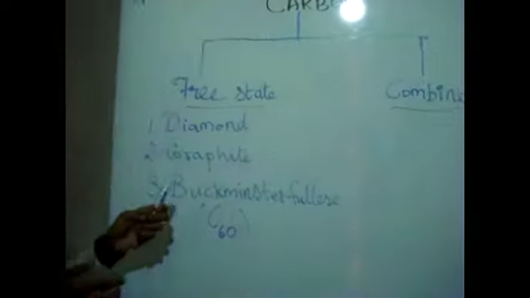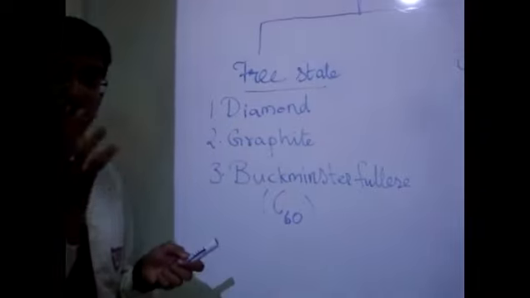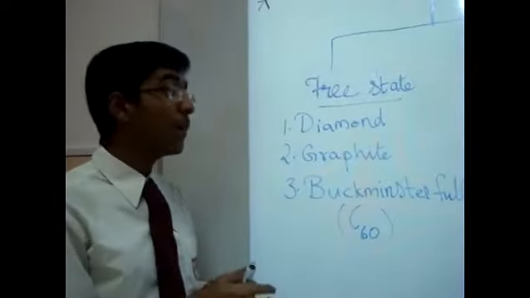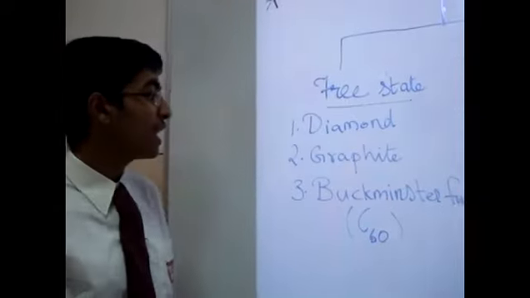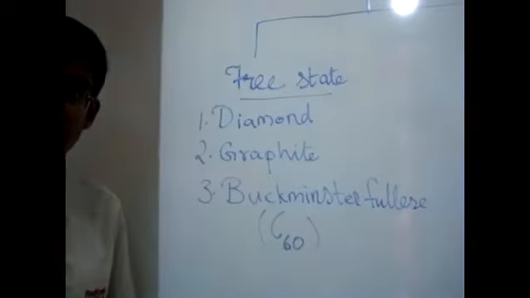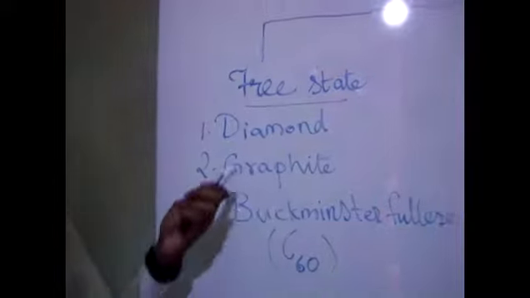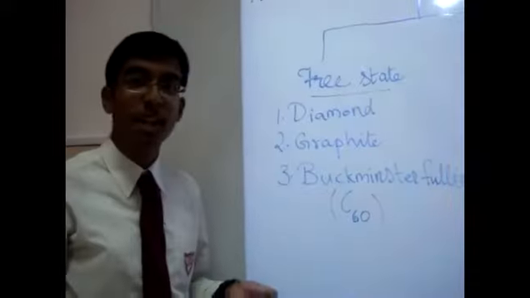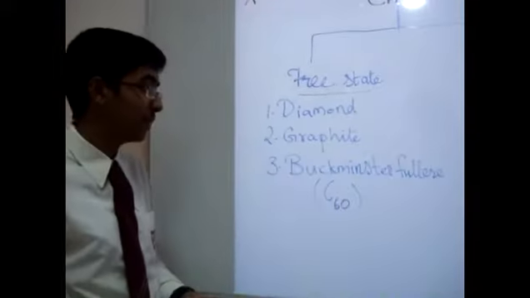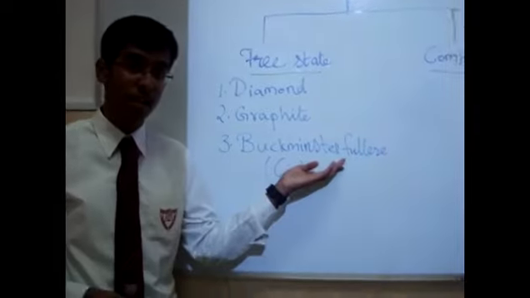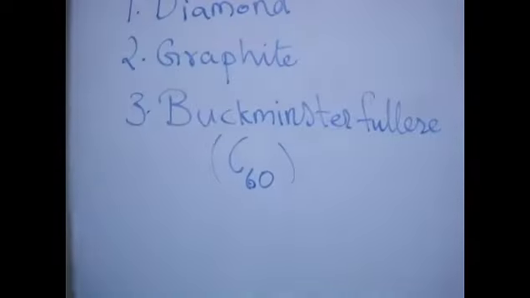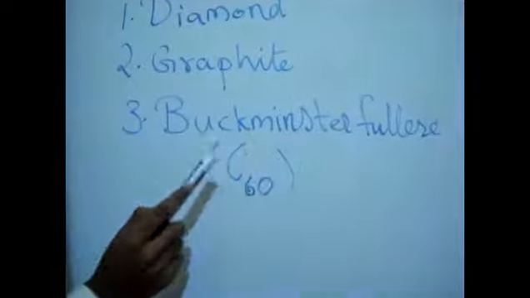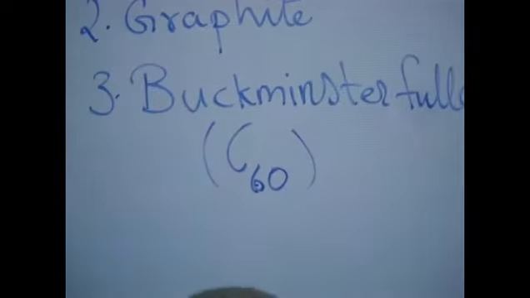Now diamond, its property is like it's really strong, it's really hard, but it doesn't conduct electricity. Whereas graphite conducts electricity, but it's really soft. Now just look at the difference. Both are made of carbon atoms, but their properties are entirely different. And Buckminster fullerene is a newly found compound, and it's made up of 60 carbon atoms.